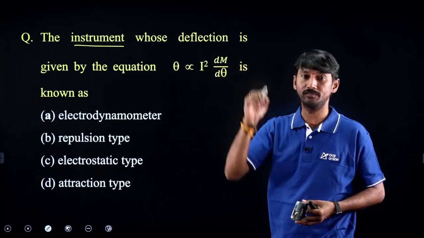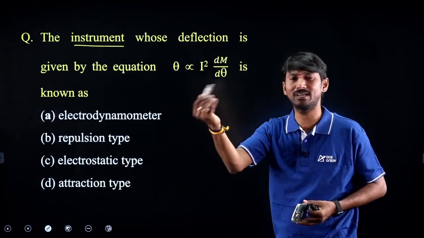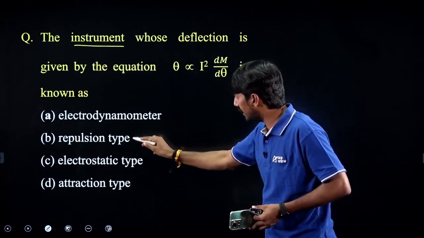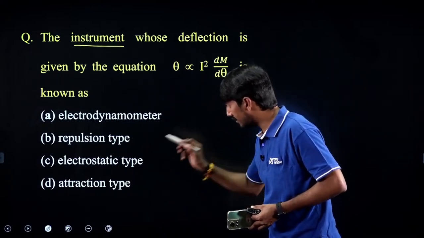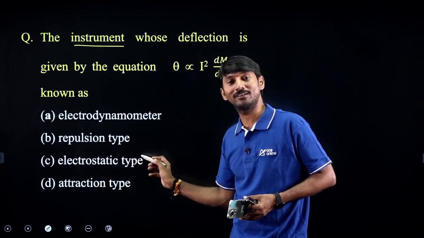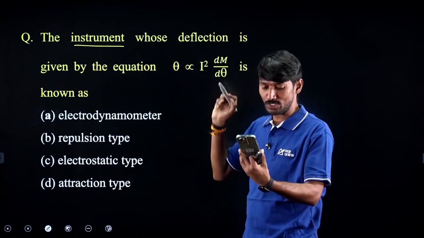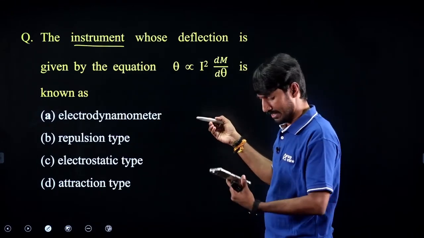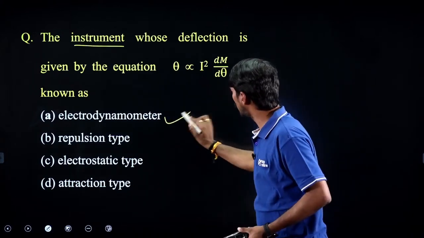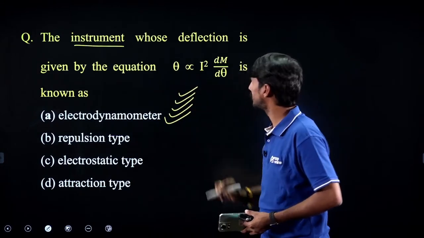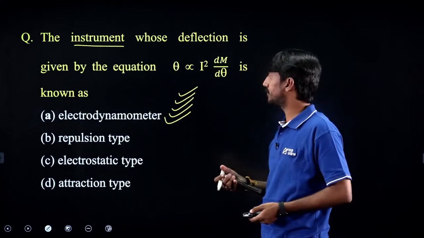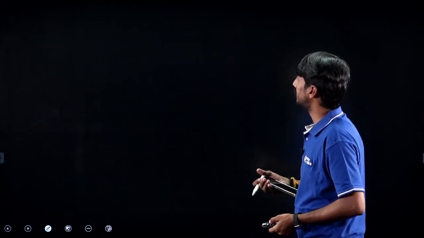Repulsion type MI, electrostatic capacitance type, attraction type, which is also MI. In all these, there is self-inductance, or electrostatic capacitance only. In which case will mutual inductance be there? Yes, obviously, correct, Viraya. Electrodynamometer is the answer. Right? Next.